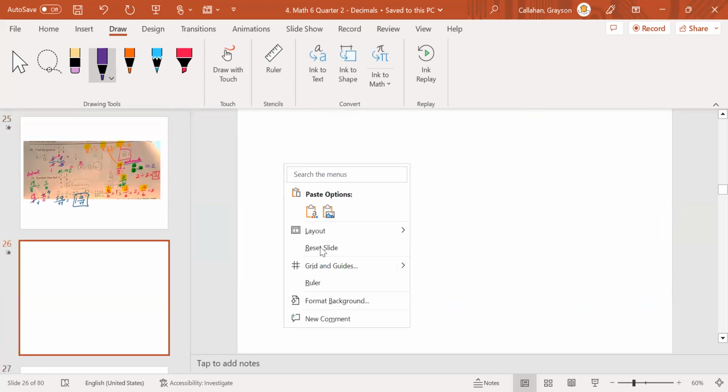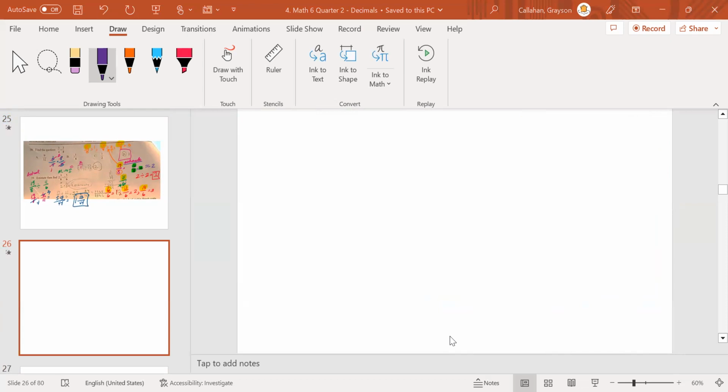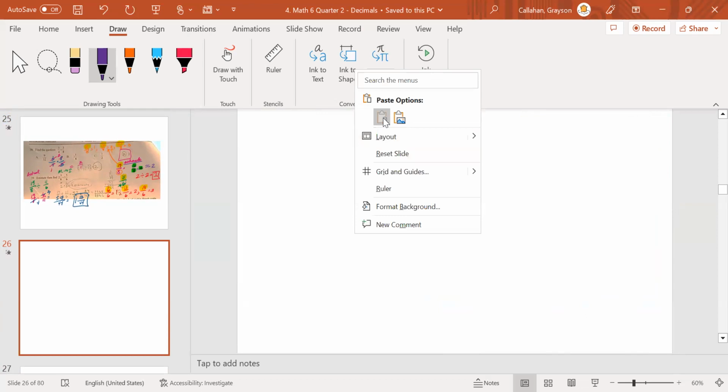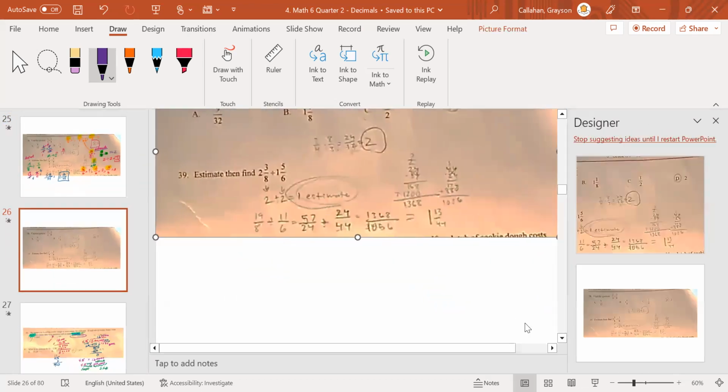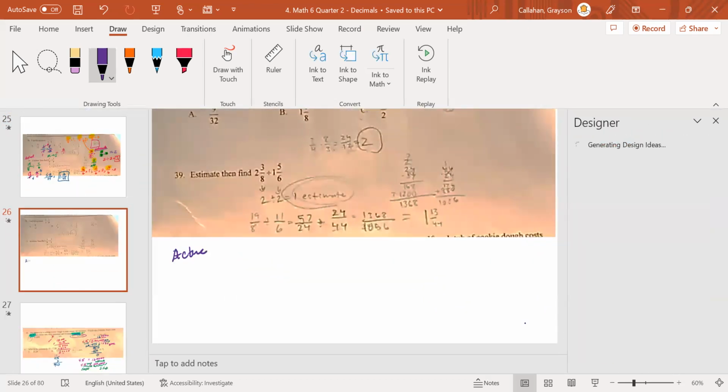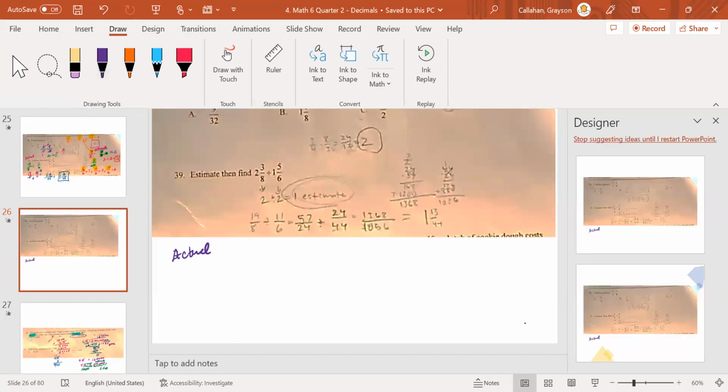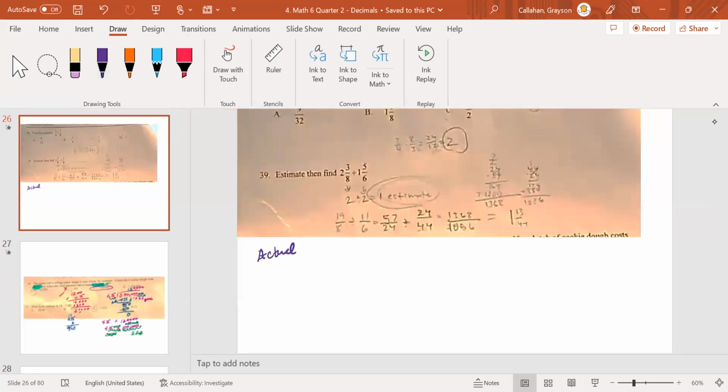For my estimate on 39, I got 1 as an estimate, and my actual answer, I think it's pretty close, maybe just a little. Okay, so let's take a look at 39. So we're going to find the actual first, just so we have it, right? You have to change from a mixed number to an improper fraction. So we have 2 times 8, which is 16, plus 3, so that's 19 over 8, divided by 1 times 6 plus 5, 11 over 6, right? Rewrite it, you have 19 over 8 times 6 over 11.